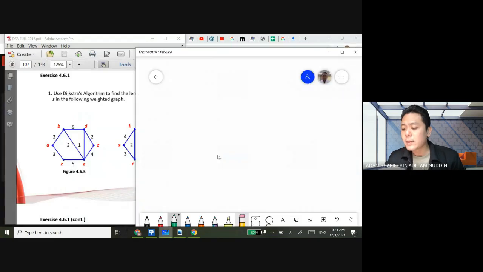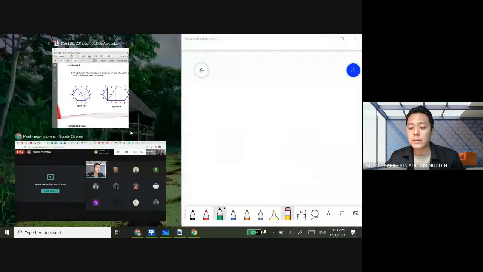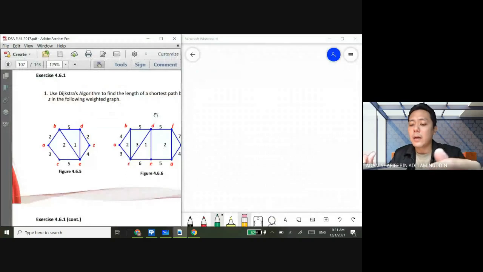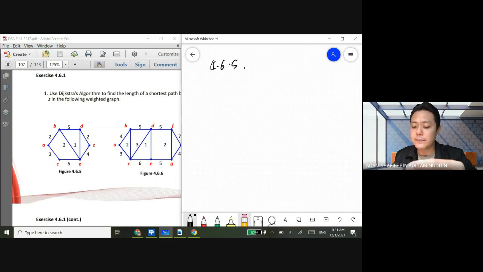Okay, I present now. All right. The first question, figure 4.6.5, follow the logic. Okay, we have some vertices.